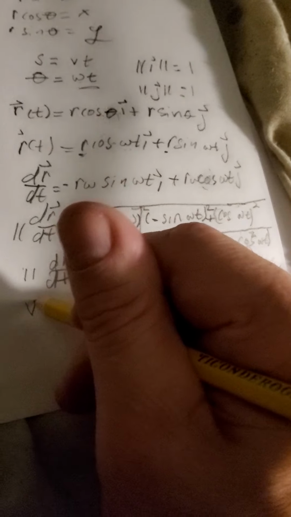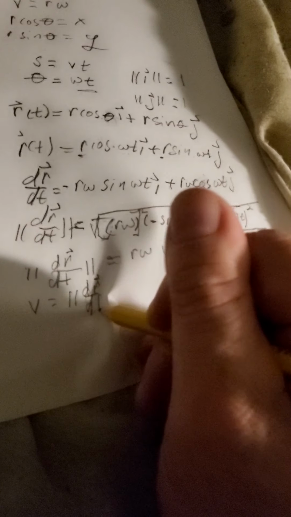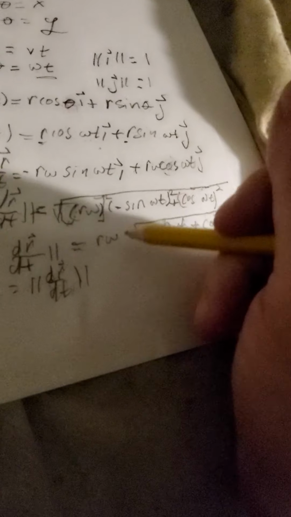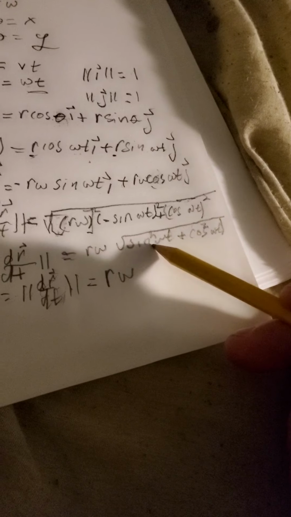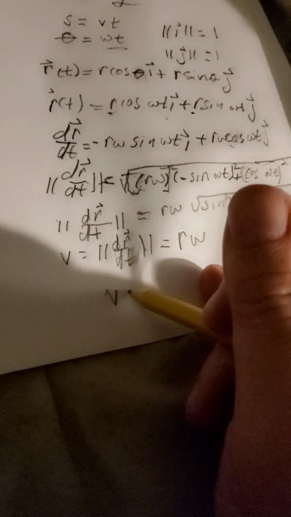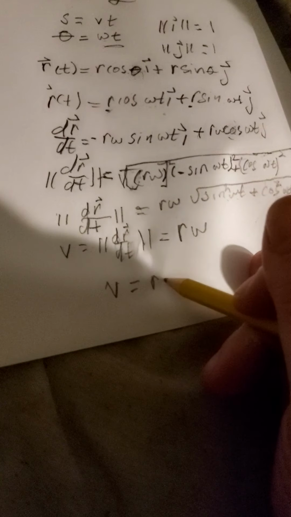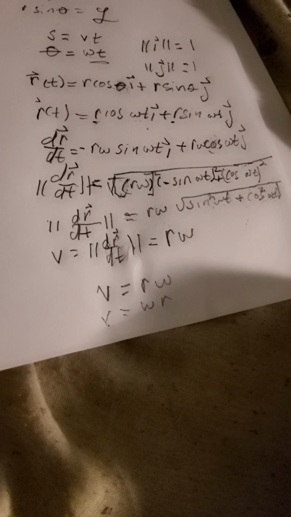Okay, so now I'm going to have this v equal to the magnitude of the vector dr dt, and that's going to equal r times omega. Now, if you remember from trigonometry, sine squared theta plus cosine squared theta equals 1. So that's just going to be 1. So you're going to have 1 times r omega. So what it's going to give you is v equals r times omega, or you could reverse and say v equals omega r. So I just proved that.